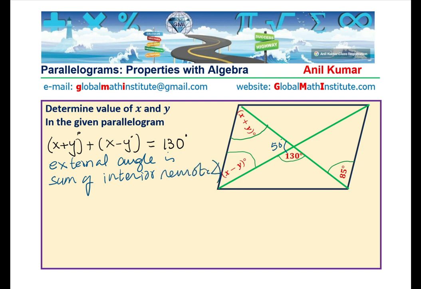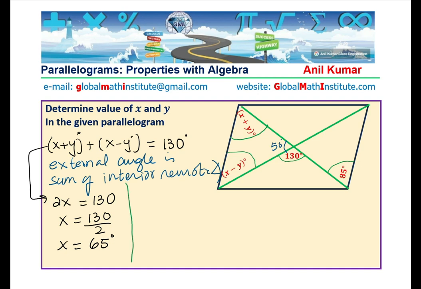Let me write angles in this. Now if I add x plus x is 2x, right? So solving from here, we get 2x. y minus y is 0, is equal to 130. And therefore, x is 130 divided by 2, or we can say x is 65 degrees. Makes sense. So we got x as 65 degrees.